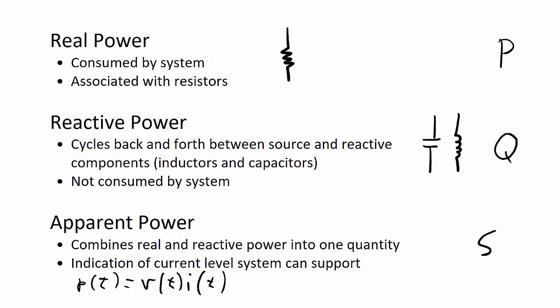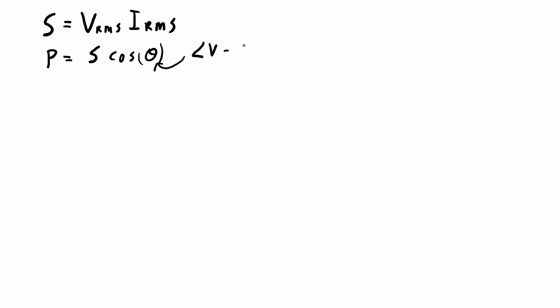That video does talk about the derivation, or how you would calculate S, P, and Q for a system, not when you're looking at the sinusoid, but when you're just talking about the averages. The apparent power is equal to the RMS voltage times the RMS current. Real power is equal to the apparent power times the cosine of theta, where that theta is the phase shift between voltage and current. So it's that phase difference, the phase angle of the voltage minus the phase angle of the current. And finally, the reactive power is equal to the apparent power times the sine of that phase shift.